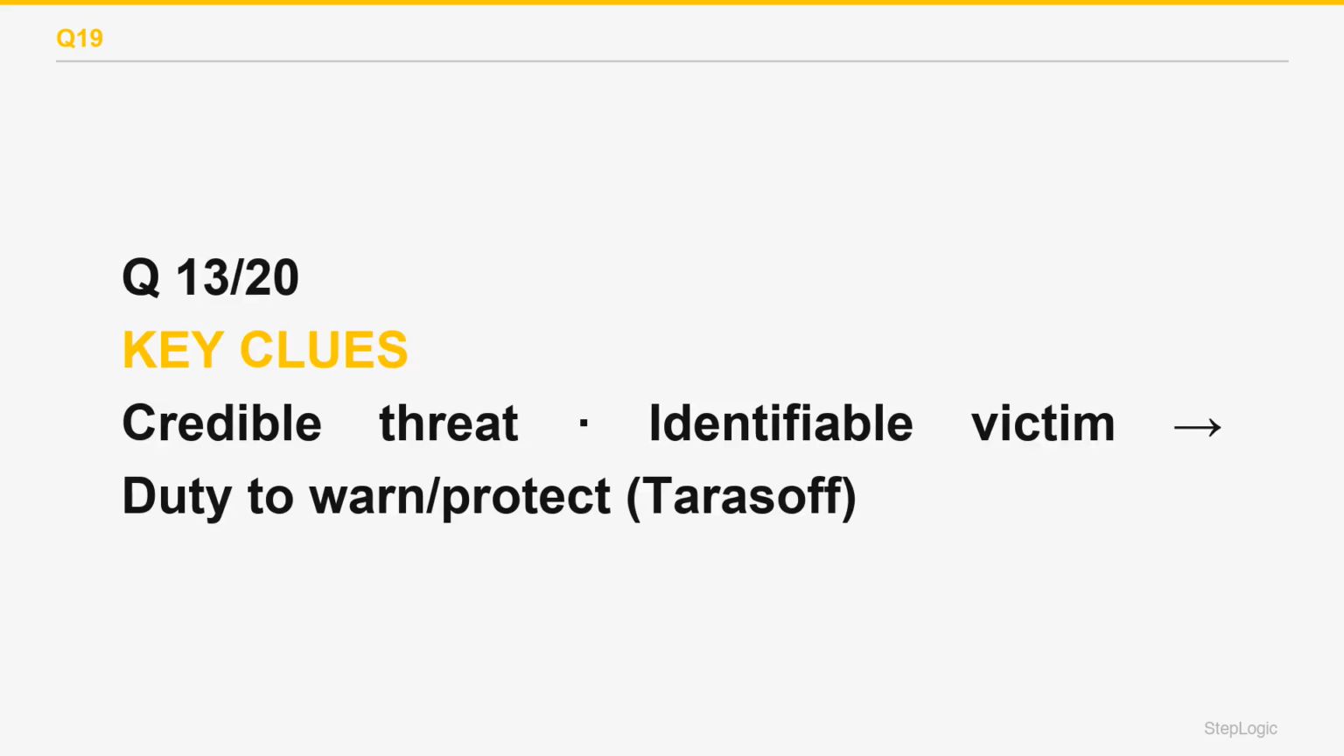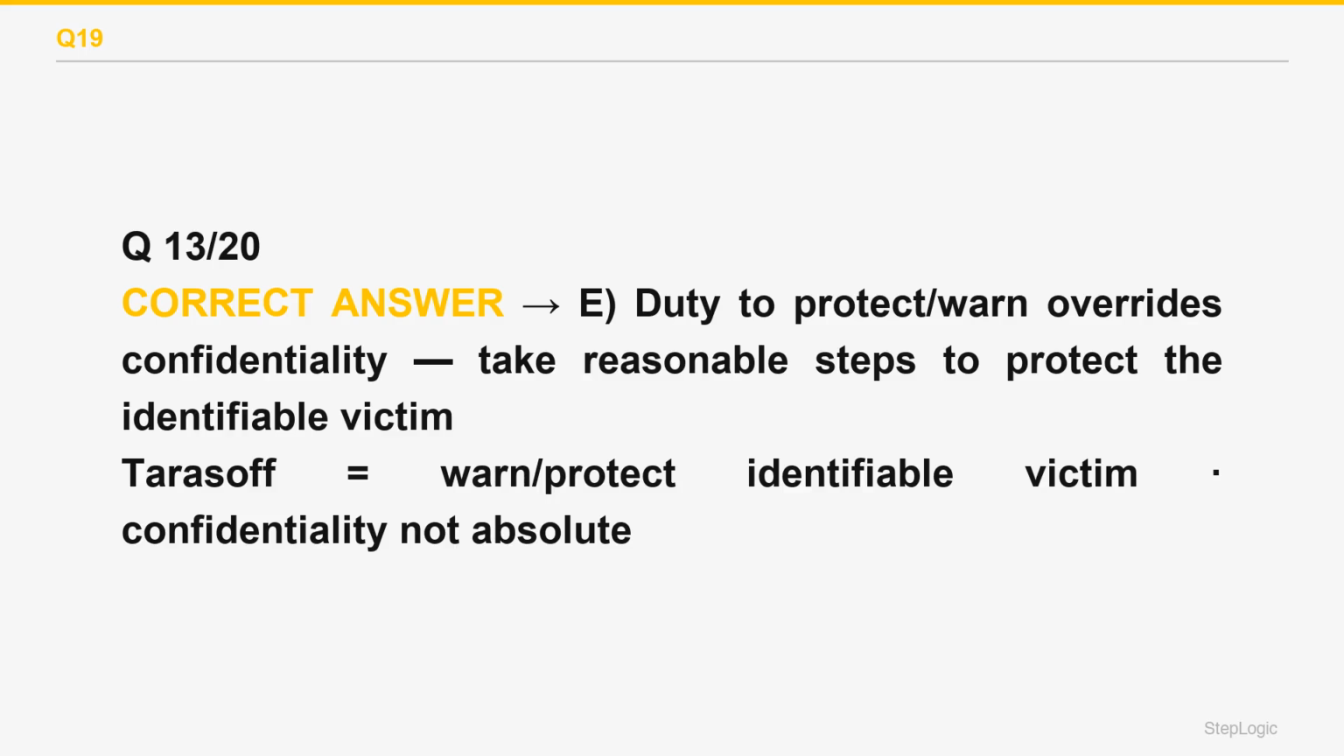This invokes the Tarasoff principle, the duty to protect or warn. While patient confidentiality is a cornerstone of medical ethics, it is not absolute. When a patient makes a specific, credible threat of serious harm against an identifiable third person, the physician's duty to protect that potential victim overrides confidentiality. The physician should take reasonable steps to protect the intended victim, which may include warning the identifiable person directly, notifying the police, or hospitalizing the patient. The correct answer is E.